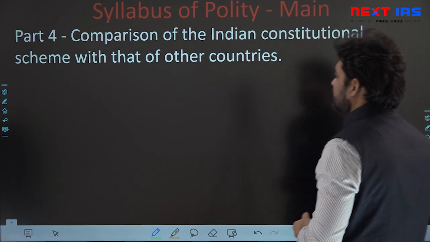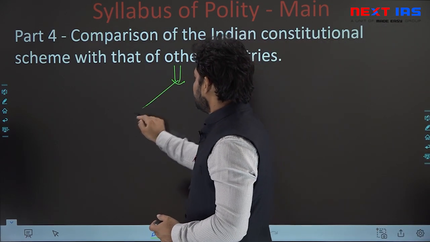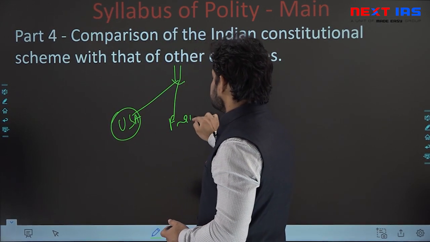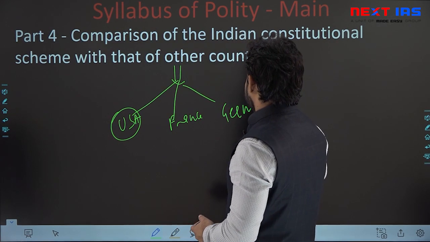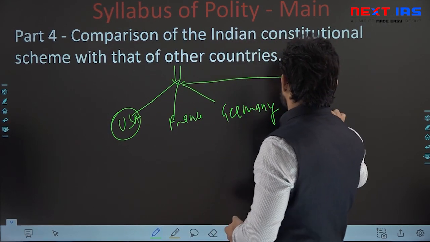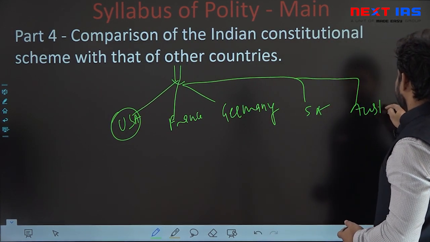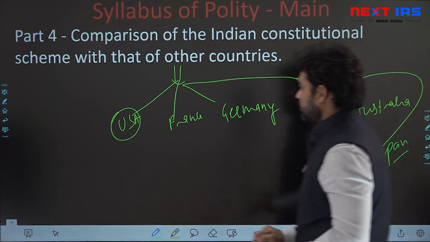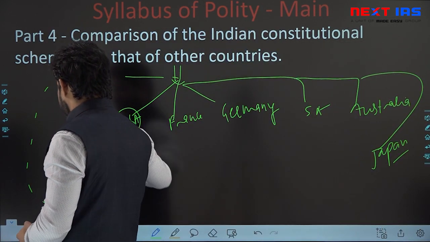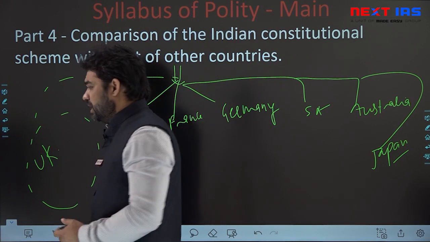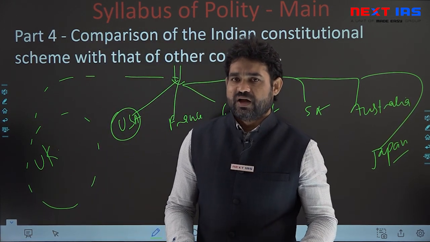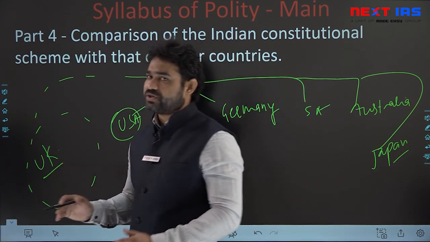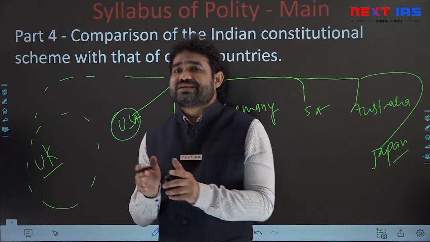Comparison of the Indian constitutional scheme with that of other constitutions. You have to study the constitutional schemes of some important countries: the United States of America, France is important, Germany is important, then South Africa is also important, Australia is also important, and along with this, even Japan, some of the provisions are important. And then we see the scheme with respect to such provisions in the United Kingdom, not necessarily having one written constitution or one document as a constitution, principally having parliamentary supremacy. But yet, remember what we see there.